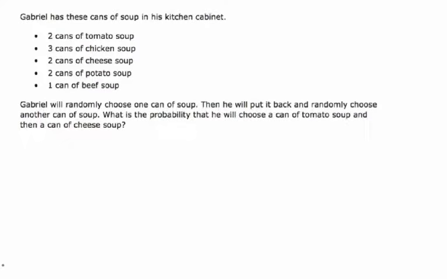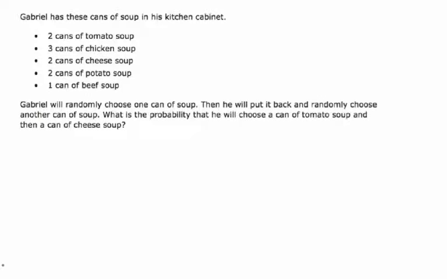Last one, I wanted to pick kind of an assessment question just so you see what they look like. It says, Gabriel has these cans of soup in his kitchen. You've got this selection of cans that he has probably in his pantry. Gabriel will randomly choose one can of soup. Then he will put it back and randomly choose another can of soup. What is the probability that he will choose a can of tomato soup then a can of cheese soup?